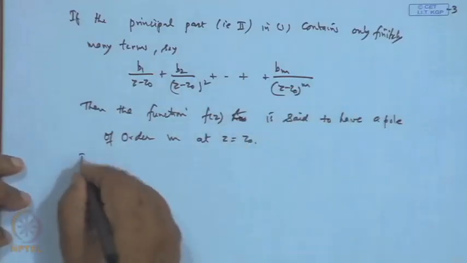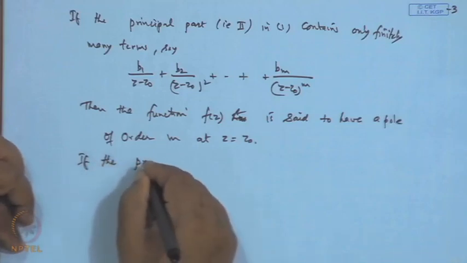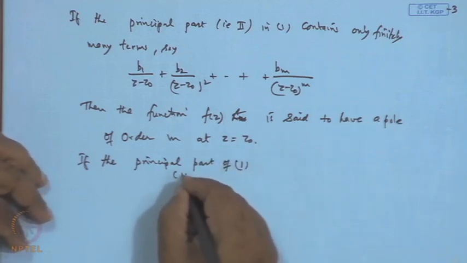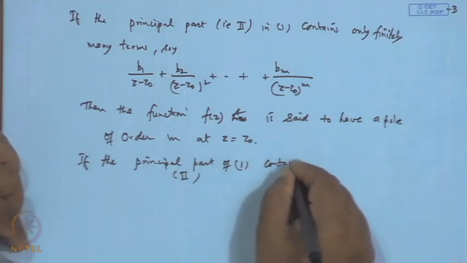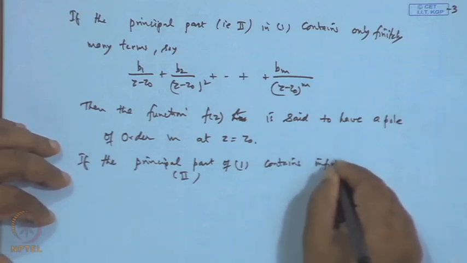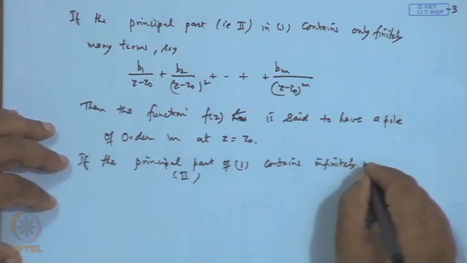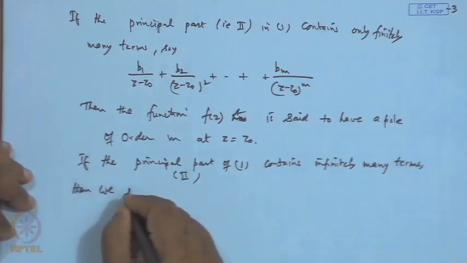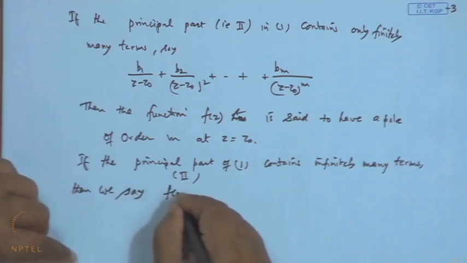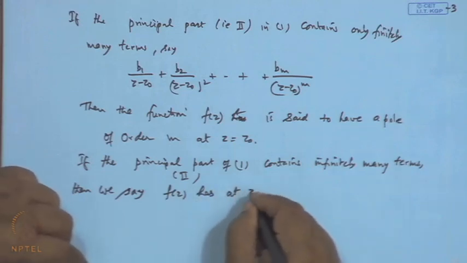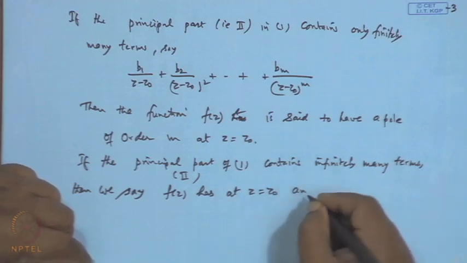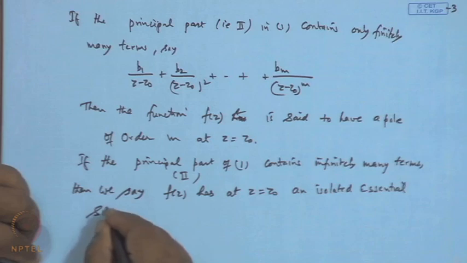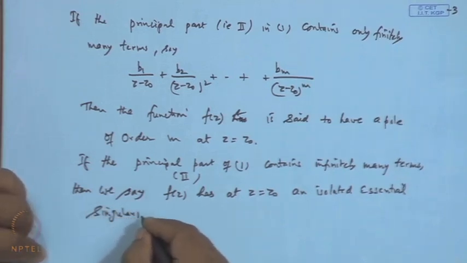Now, on the other hand, if the principal part of series 1, that is the second part of series 1, contains infinitely many terms, then we say the function f(z) has at z equal to z naught an essential singularity, an isolated essential singularity.